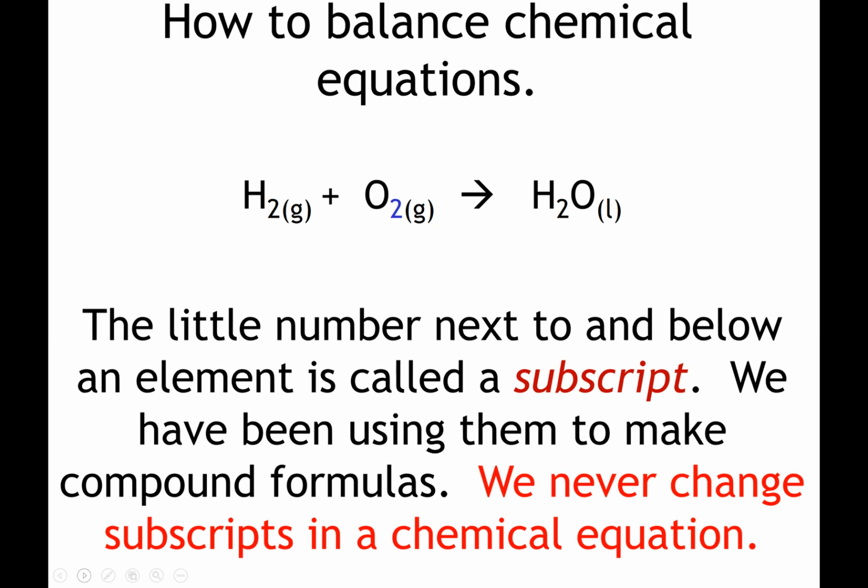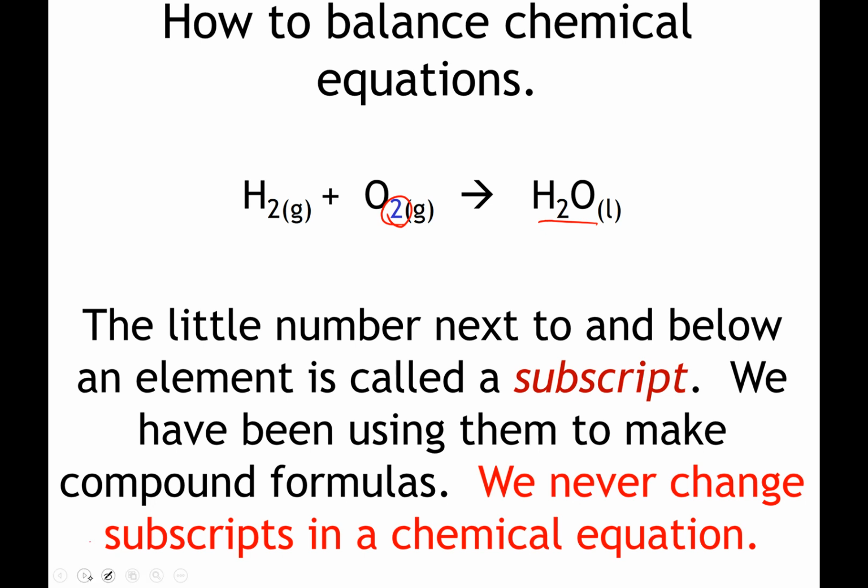Moving on with our different parts of our equation, there are two different types of numbers that we use. Subscripts we've talked about before, the little numbers. You need to realize we can never ever change a subscript in order to make the equation balance. So if we look at water, water is always going to be H2O, so 2 hydrogens, 1 oxygen. It's never H2O2, never H3O, always H2O.